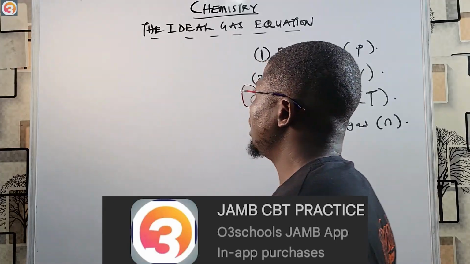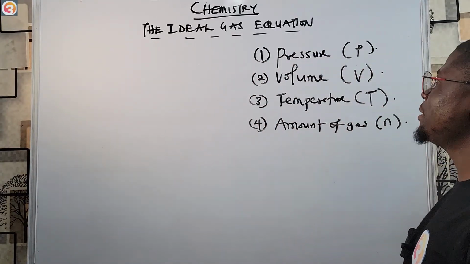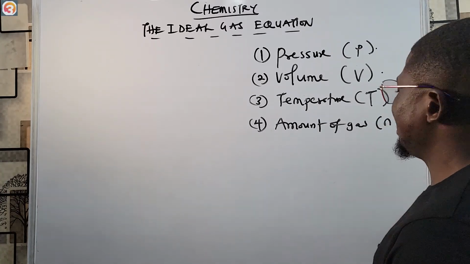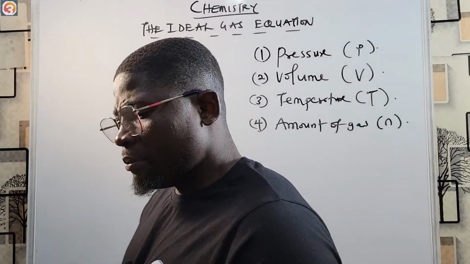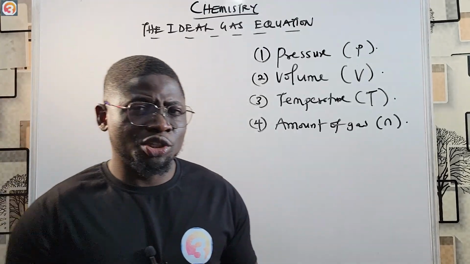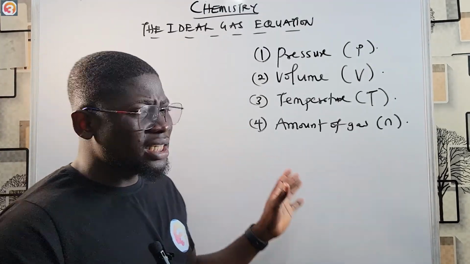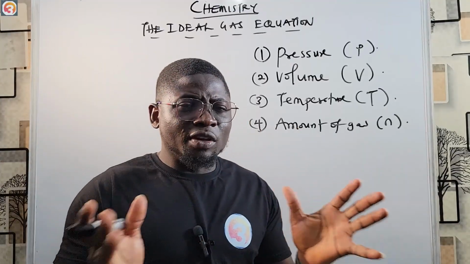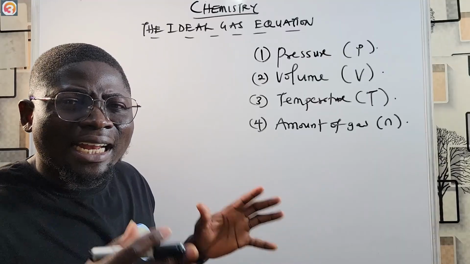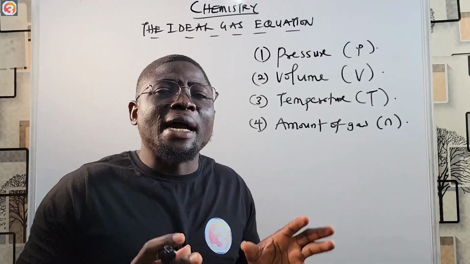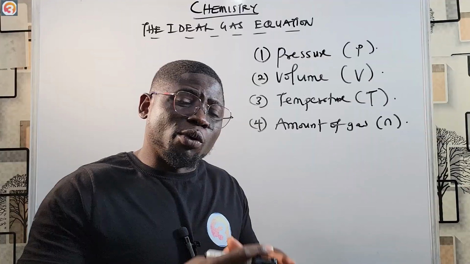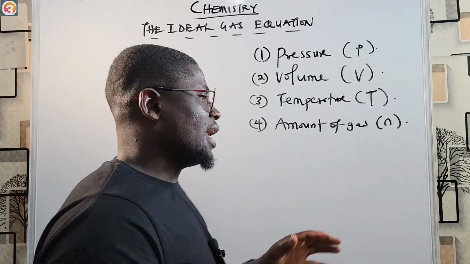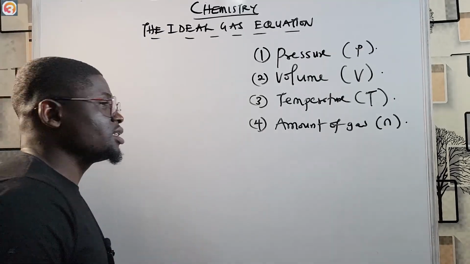All right, so let's continue. Like I've said, gases can be described in terms of 4 variables: pressure P, volume V, temperature T, and amount of gas N. All right, but of course, there are 5 relationships between pairs of these variables, in which 2 of the variables are allowed to change, while the other 2 are held constant. And of course, we have seen some of them before.